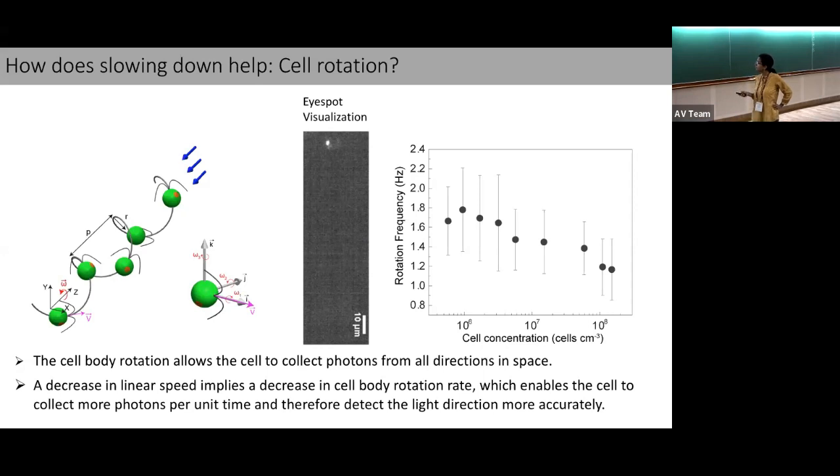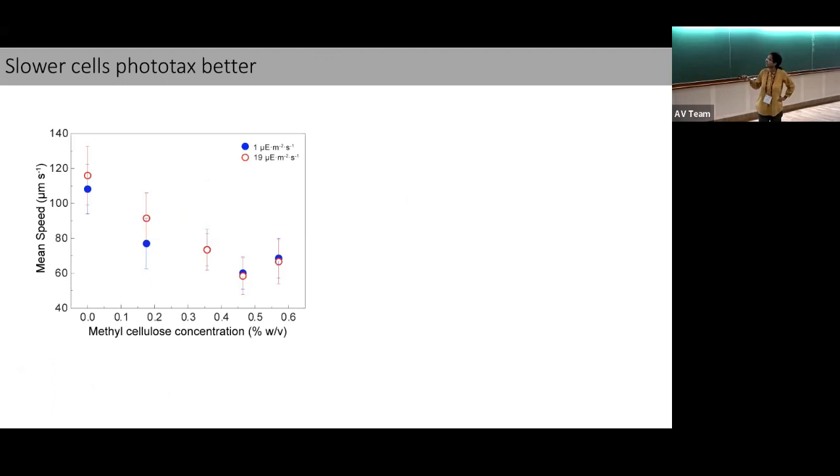Yes? Would you expect to see a similar phenomenon if you increase the viscosity by...? Yeah, that's exactly the experiment we did. If this hypothesis is true, then you independently slow down the cells by fixing the concentration and just increasing the viscosity. So we added some kind of polymer, and we saw that we can reduce the speed of the cells.